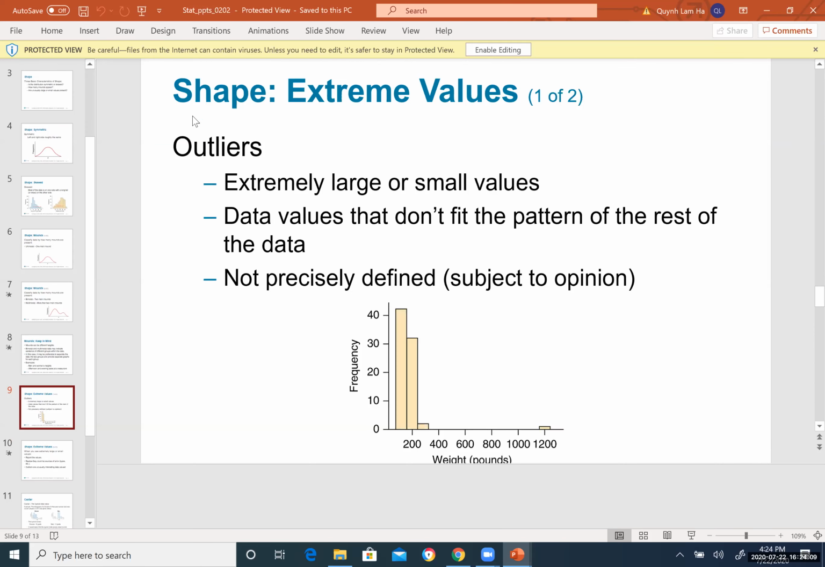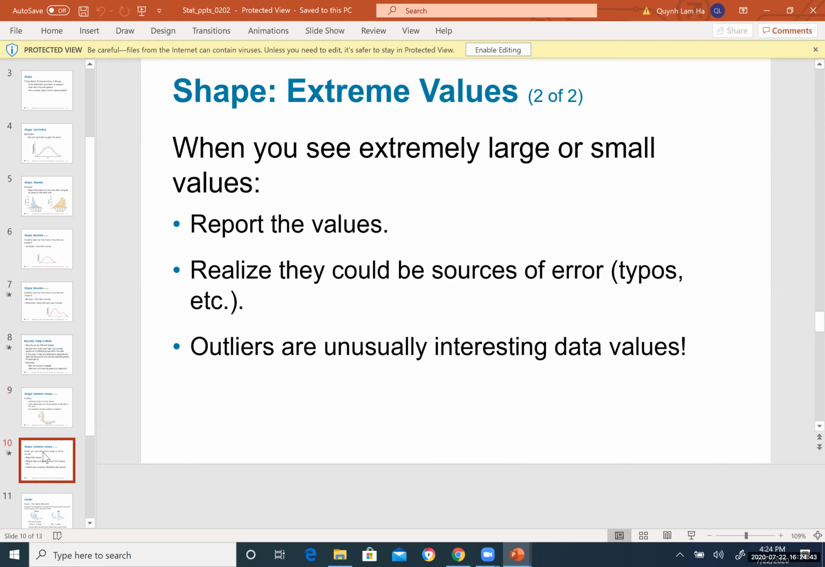For the outlier, I already taught you how to look at the data and tell if it is an outlier, right? So look at this graph, the outlier is right here. 1,200 is right here, it is the outlier. An outlier is extremely large or extremely small. It's far away from the group of data. It is a data value that doesn't fit the pattern of the rest of the data, okay? And it is not precisely defined. So when you see an extremely large or small value, report the value.